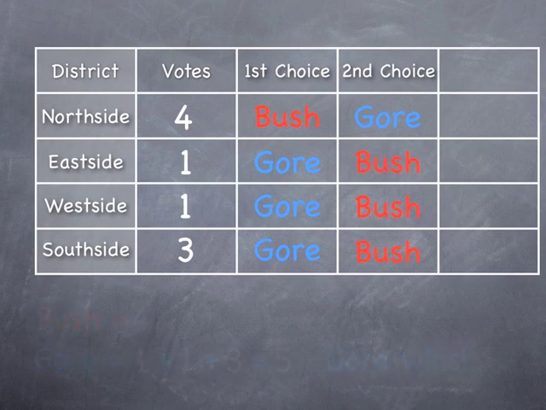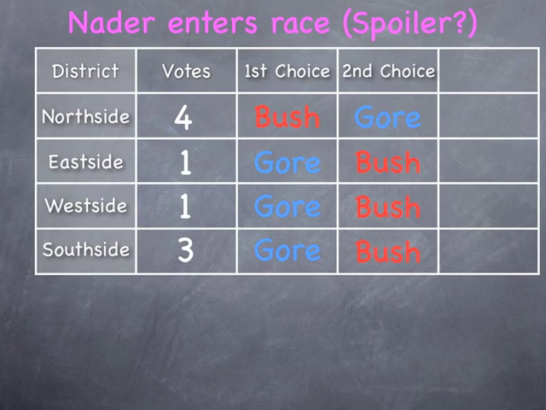Now let's enter a third candidate, Nader. He enters the race, but is he a spoiler? If we take a look, the north side and the east side didn't really like him and didn't vote for him. You can do that with instant runoff voting, but the west side decided that he was better than Bush. And on the south side, the 3 voters voted for Nader in the first place, with Gore in the second place. Let's run the instant runoff voting calculations and algorithm and see who wins this race with the introduction of the third-party candidate.